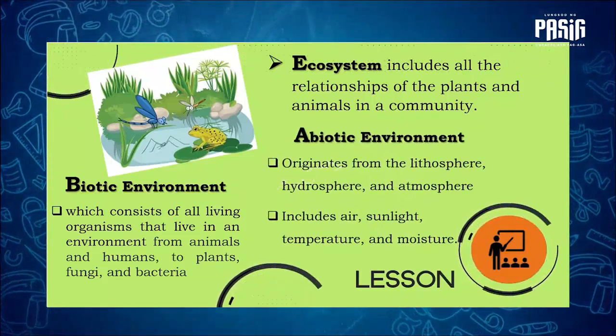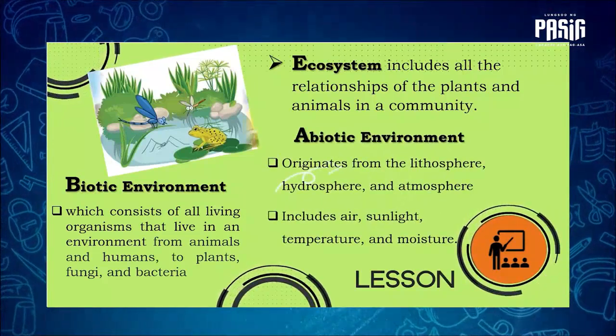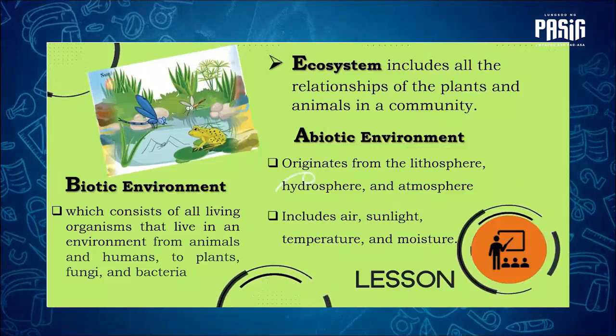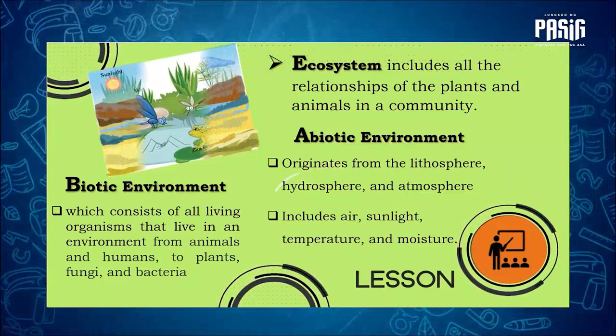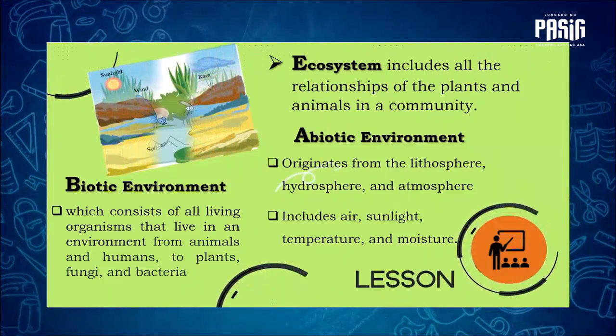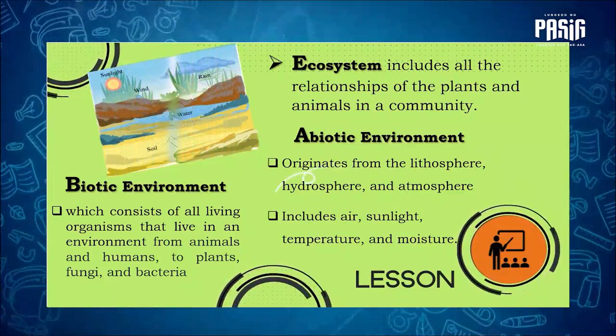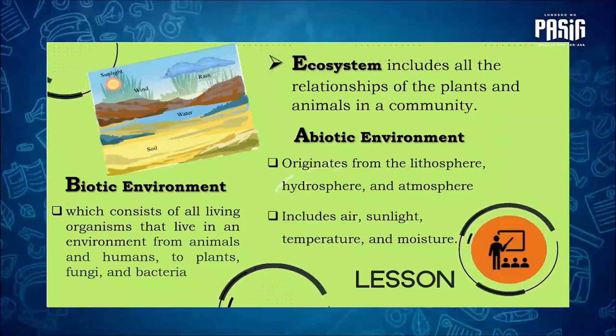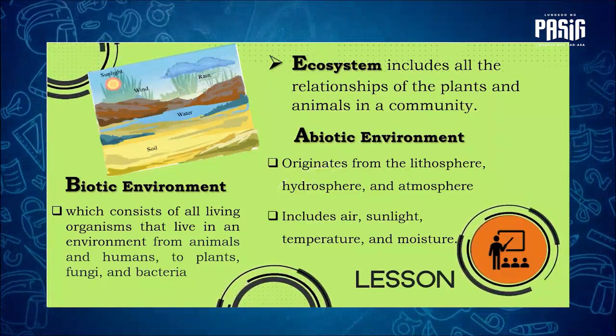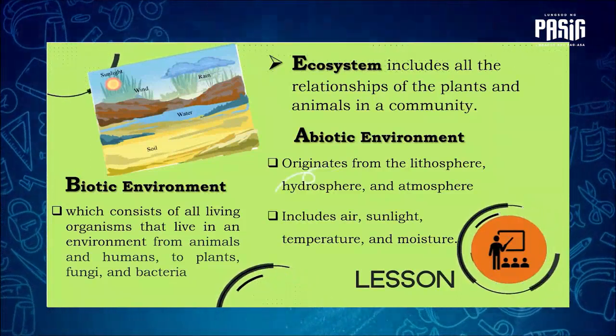The non-living parts of the environment are called abiotic factors. They originate from the lithosphere, hydrosphere, and atmosphere. Abiotic factors may include air, sunlight, temperature, moisture, and light. Abiotic examples typically depend on the type of the ecosystem.